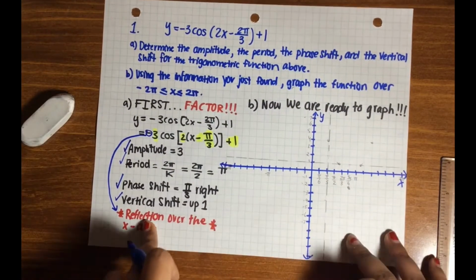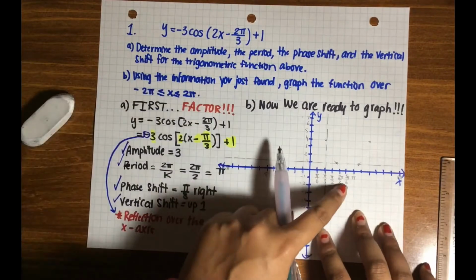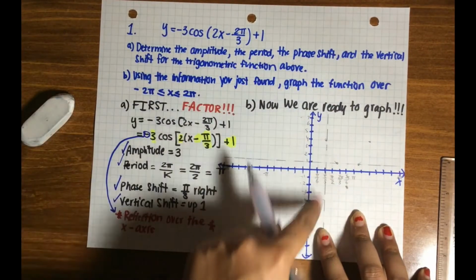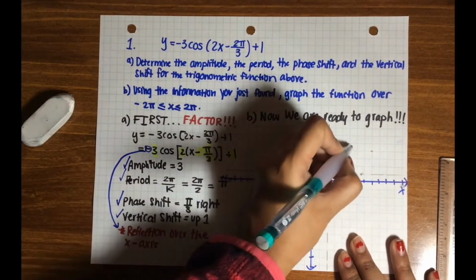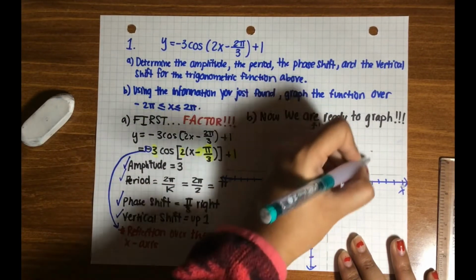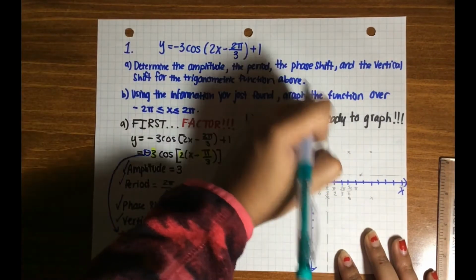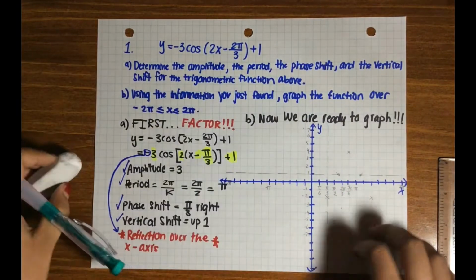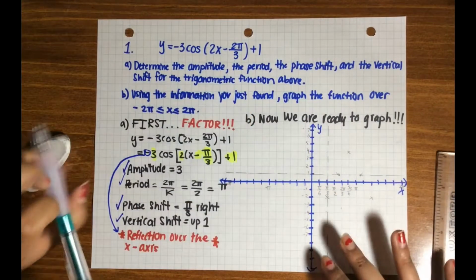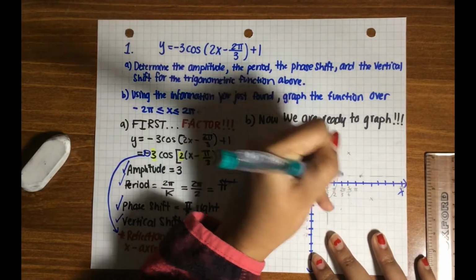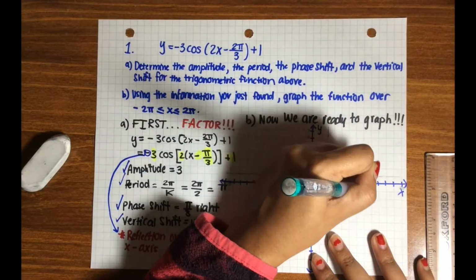Lastly, there is a reflection over the x-axis, so I'm going to flip my points. I'm going to move my bottom points 3 boxes above the horizontal dotted line, and my top points 3 boxes below the horizontal dotted line. And then I erase my previous points. Now all we have left to do is to connect the dots and continue the pattern.